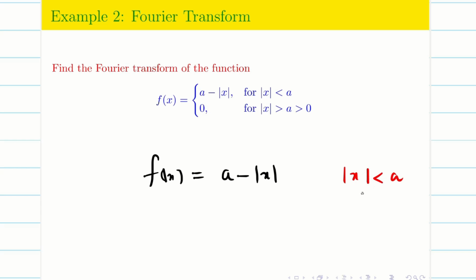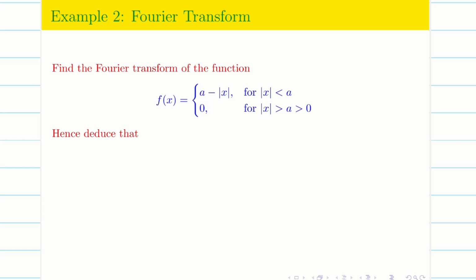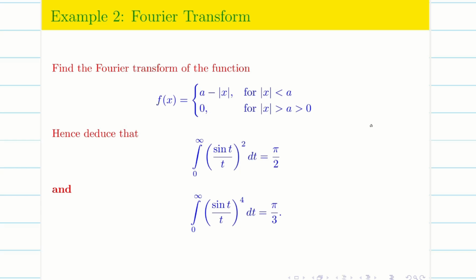mod x less than a. That means x lies between minus a to a. We know the graph of the mod x function, with points 0, a, minus a. If I say mod x less than a, then it lies between minus a to a, and hence we have to deduce this. We always solve the problem step by step.